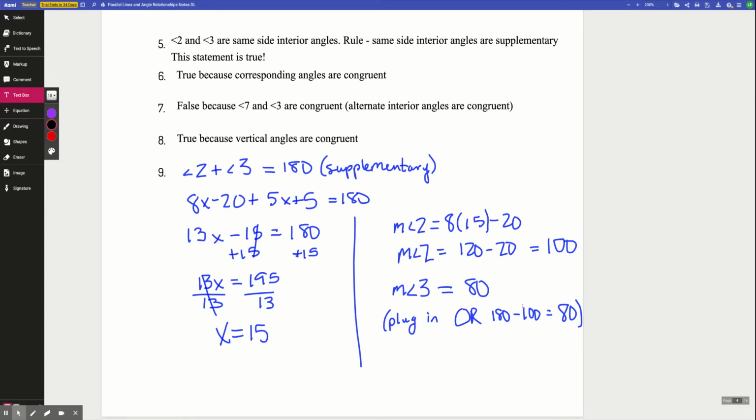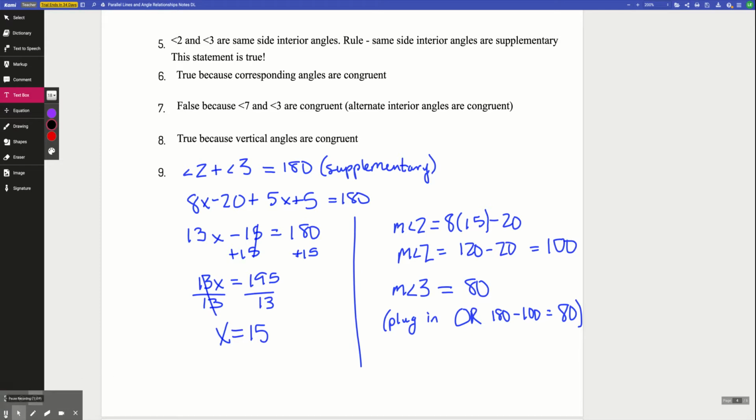Okay? You could do the same thing for angle 3. Plug 15 in for x in 5x plus 5. Or you could say, well, I know they have to be supplementary, so I can subtract angle 2, which is 100, from 180, and you get that angle 3 is equal to 80 degrees.